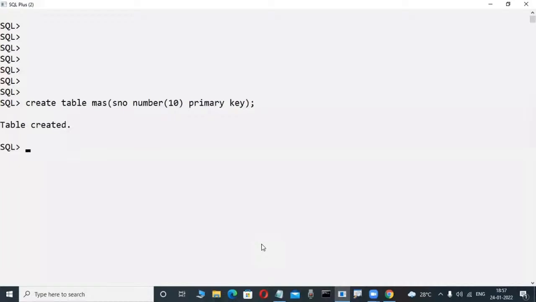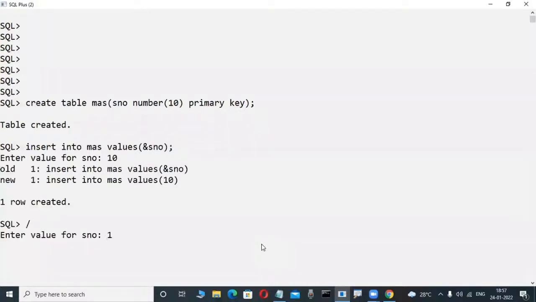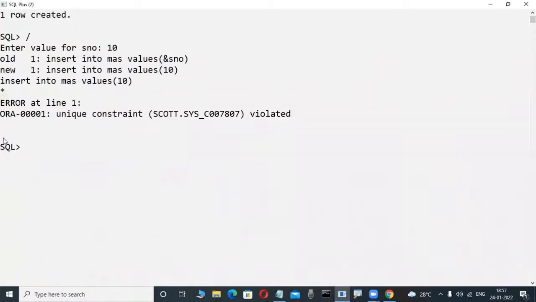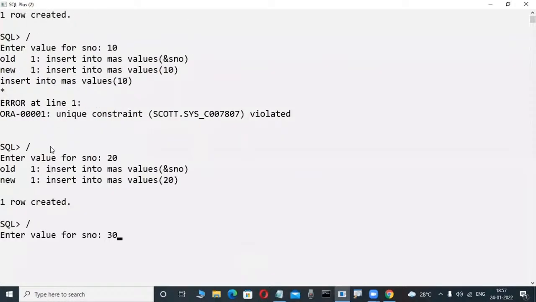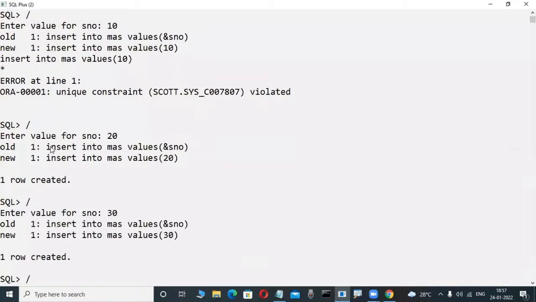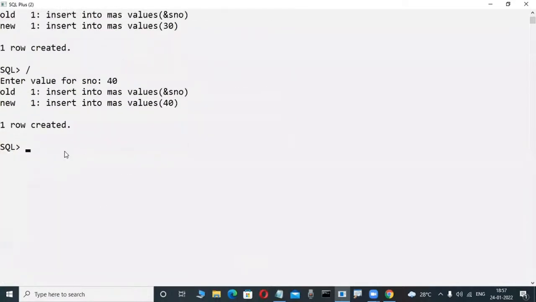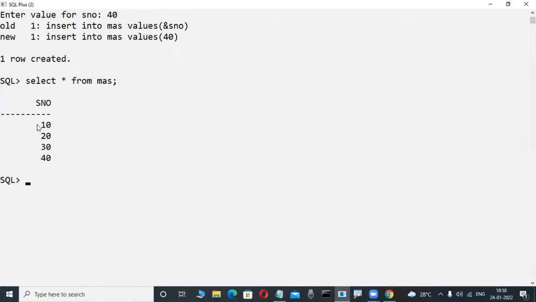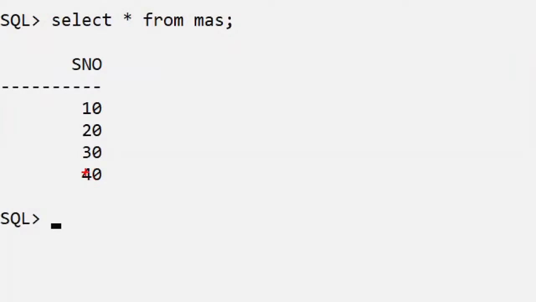Observe here. Now I try to insert duplicate data in the master table. Suppose 10, and again 10, is not possible. Duplicate not possible, error. But 10 one time, 20 one time, 30 one time, and 1, 2, 3 also. This is the master table; select star from master. Observe, 10, 20, 30, 40 are there.